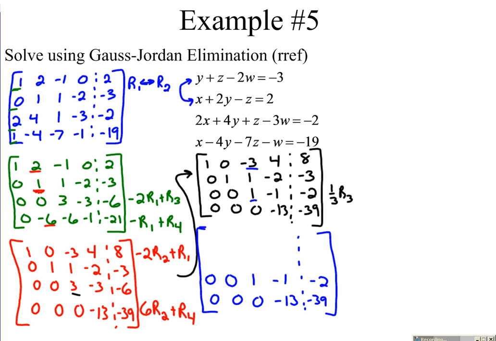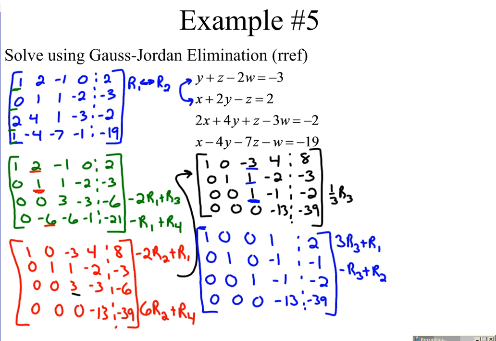I need to get a 0 up here. What do I multiply this 1 by so that when I add it there, I get 0? 3 times row 3 plus row 1. When we do that, we get 1, 0, 0, 1, and 2. Got to get a 0 right here. What do I multiply this 1 by to get a 0 up here? -1 times row 3. Add it to row 2. We get 0, 1, 0, -1, -1.